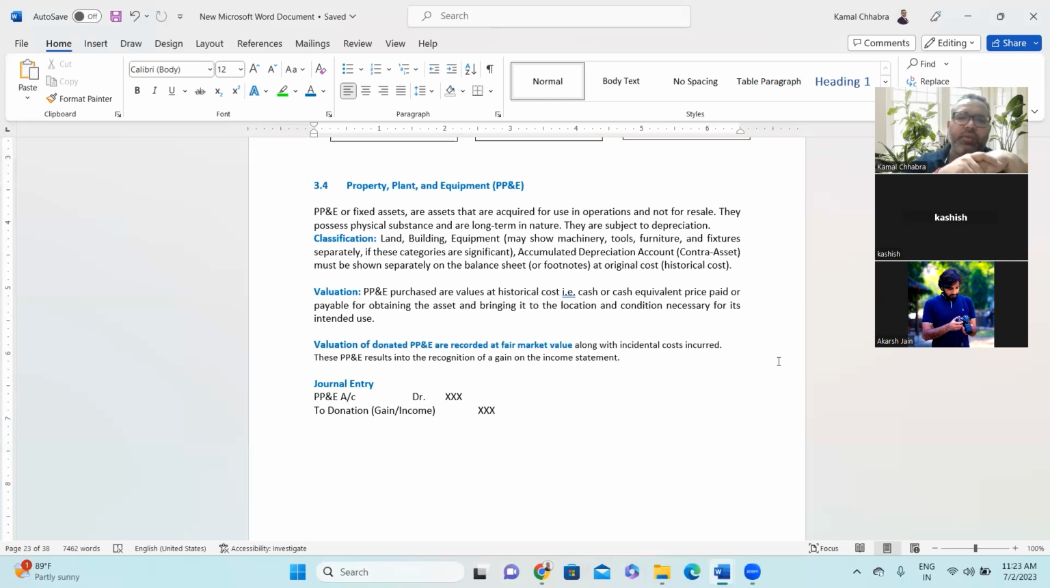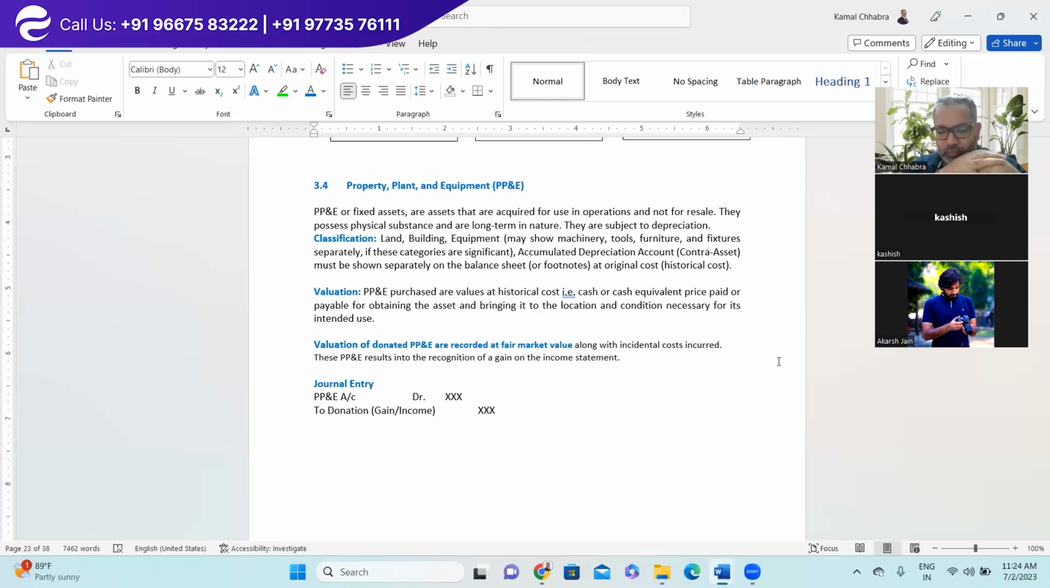So the classification of property, plant and equipment includes land, building, equipment, and that may be shown separately as machinery, tools, furniture, fixtures, right? If these categories are significant, then you need to disclose accumulated depreciation. Like we have discussed earlier, accumulated depreciation is a contra asset. Why is it a contra asset? Sir, it is shown as less from the asset in the financials, on the face. So that's a contra asset.